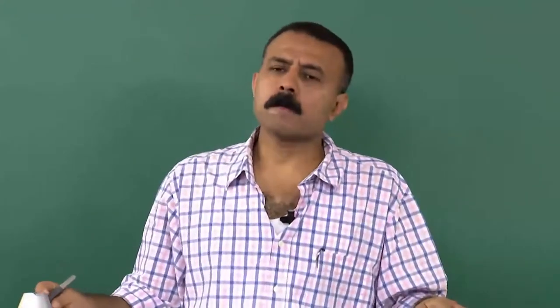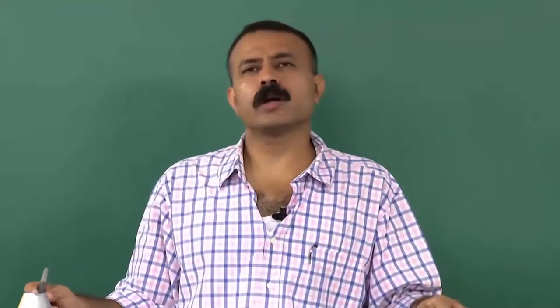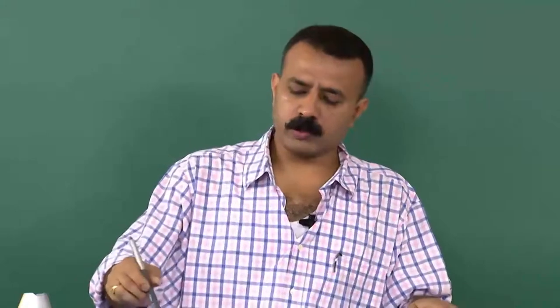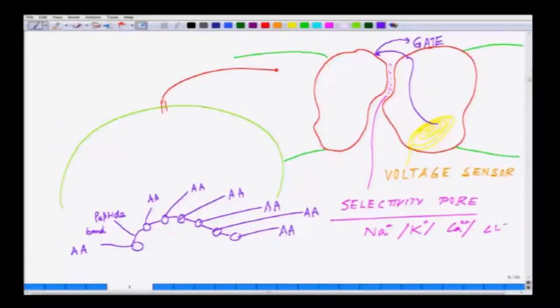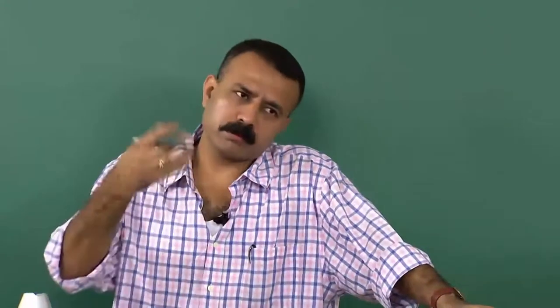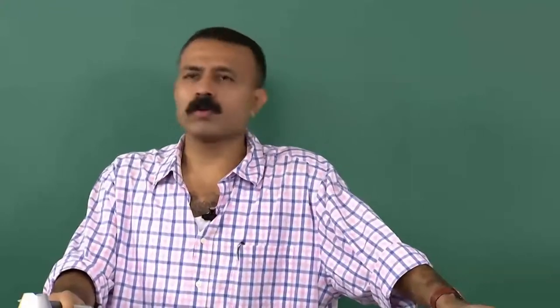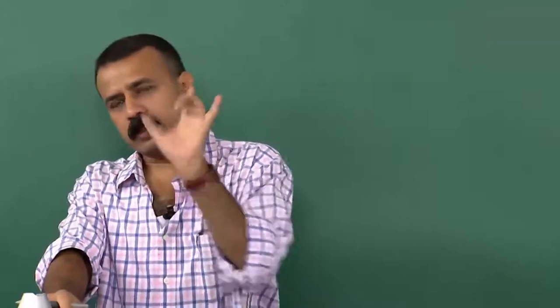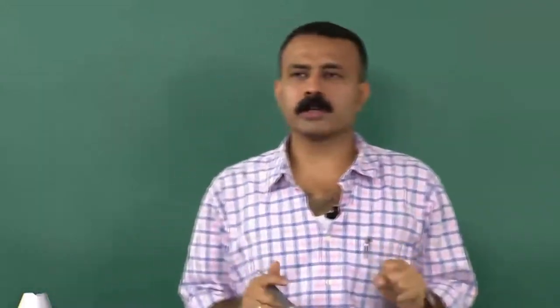So, how do you understand which part of this structure is which? Whenever I am writing gate, voltage sensor, selectivity pore, which part of it is really involved in gating, which part is involved in voltage sensing, which part is involved in selectivity for the specific ions? How is this being determined?